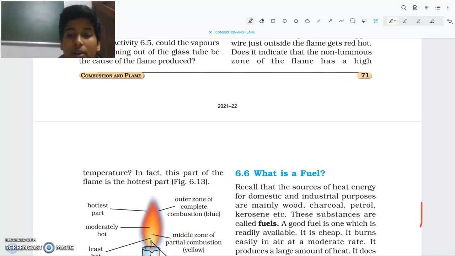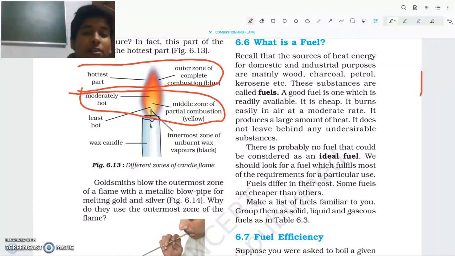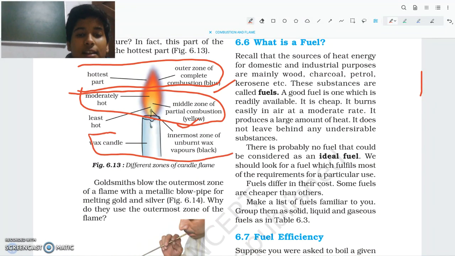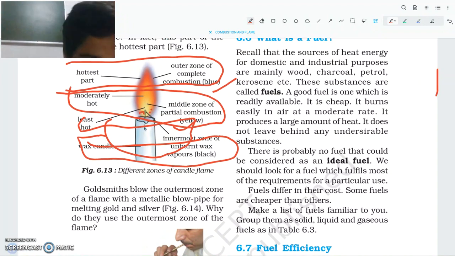Now, what is a fuel and how can we define it? The outer zone is the hottest part. The middle is moderately hot. Yellow candle, blue LPG, wax candle. Here is the innermost, and it is the least hot. Least hot is this. Okay, if you look carefully, here is the innermost.